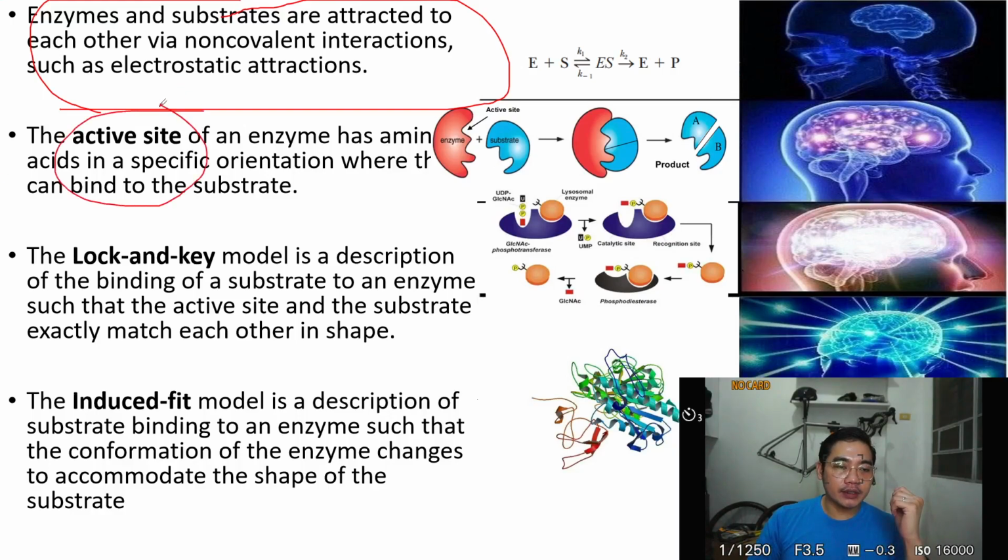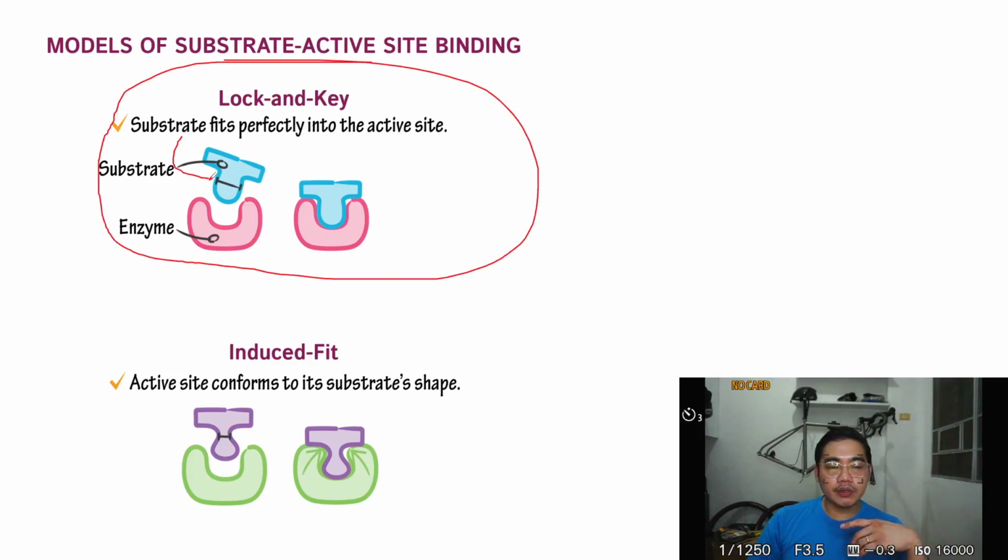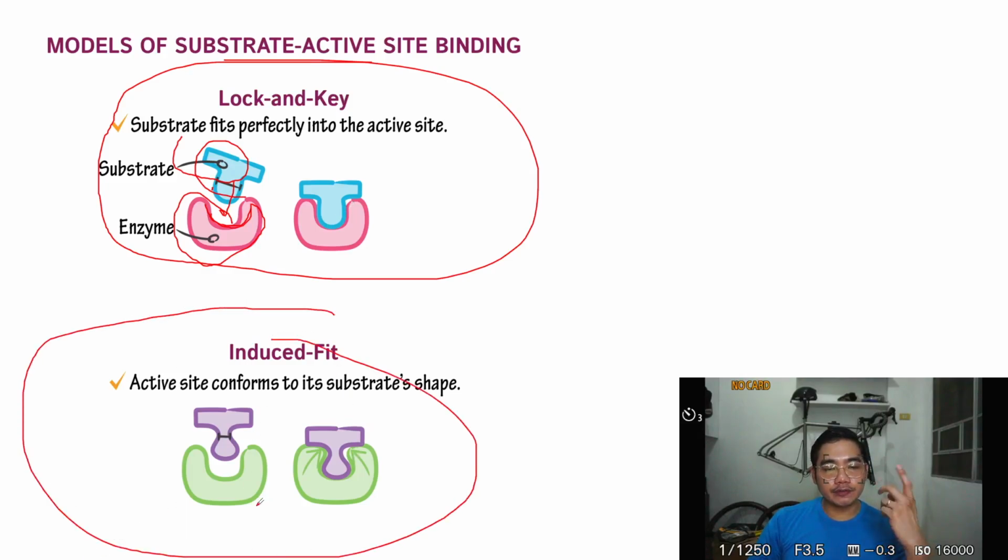So the active site is specific amino acids in a specific orientation where it can bind the substrate. Like I said earlier, we have two models of binding. Number one, your lock and key, meaning your substrate will bind perfectly to your enzyme, meaning your enzyme has a rigid active site, meaning it will not change. So if they're meant to be, they're meant to be. And then we have another model which we call induced fit, meaning your enzyme's active site can accommodate or can still conform.